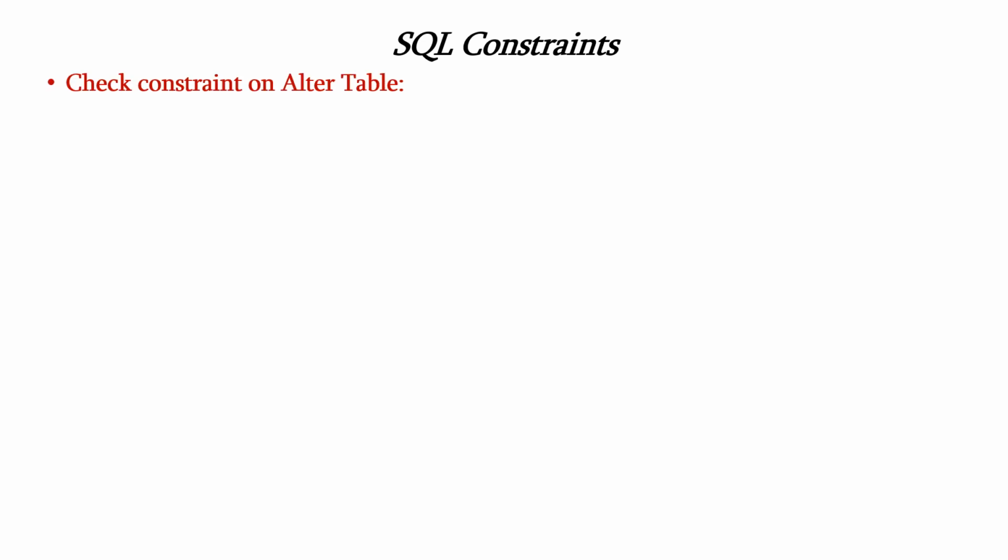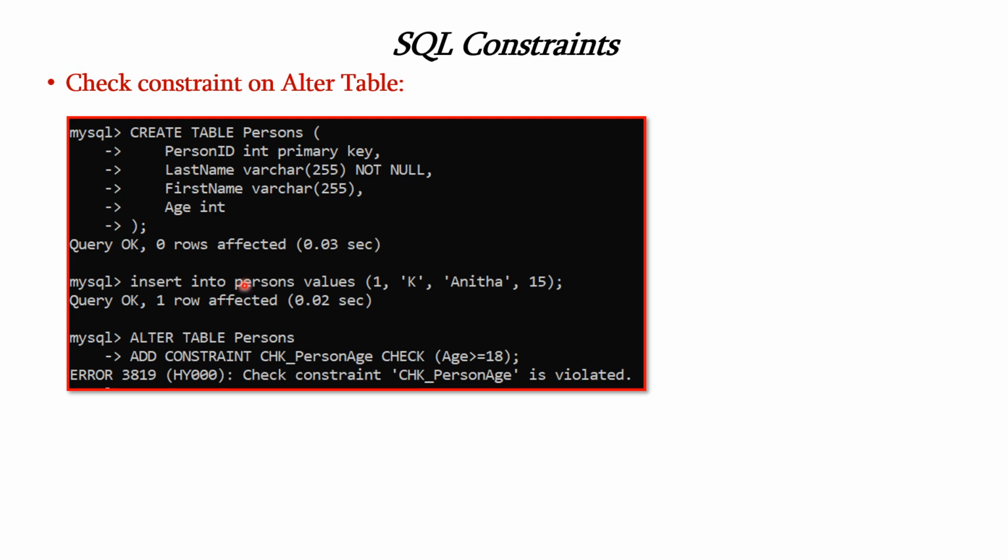Check constraint on alter table. Here if we forgot to enforce the check constraint during the table creation, we can enforce it by using alter table. Before this alter table, if we enter the value as 15, it is accepting. Now we alter table, add constraint check person age. The check person age is the name of the constraint, and check is the keyword. Within parentheses we have to enforce the condition. So age should be greater than or equal to 18.